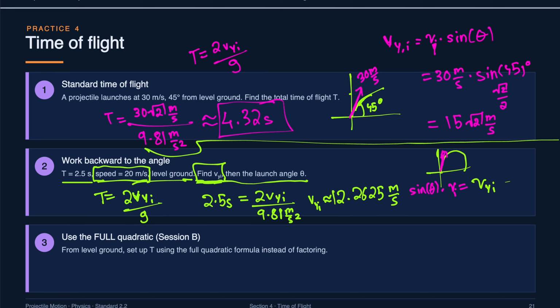We know what vy initial is, but we don't know what v initial is. But look at the question again. What is v initial? That's just the magnitude, or how fast you're going. No direction, just how fast you're going. The vector might have a direction, but think about how fast you're going. Well, you're going at 20 meters per second, right? So sine of theta times 20 meters per second is equal to 12.2625 meters per second. You divide both sides by 20 meters per second.